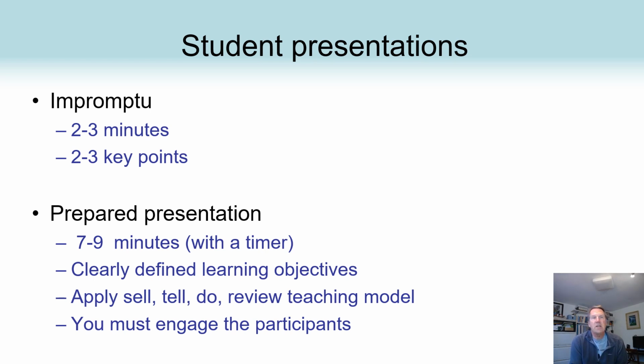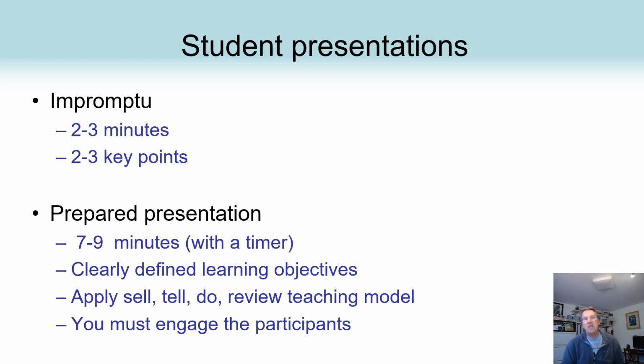So during the class, you're going to have two kinds of presentations. One is going to be what we call impromptu. So I'm just going to come up and say, hey, talk about life jackets. You're going to have 2 to 3 minutes, and you have to cover 2 to 3 key points during that. So this is going to be quick. I'm probably going to say right before break, after break, I want you to talk about something like life jackets. And then you've got to put 2 to 3 key points together and do that on the fly.